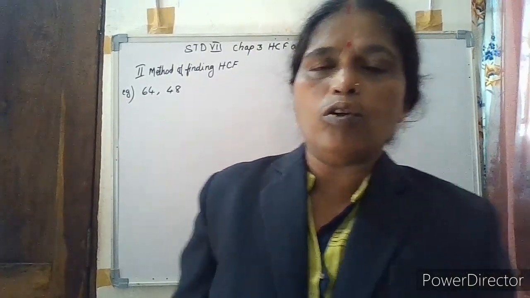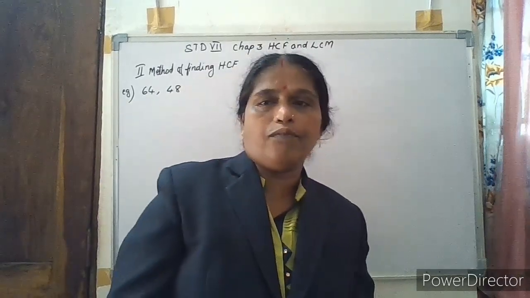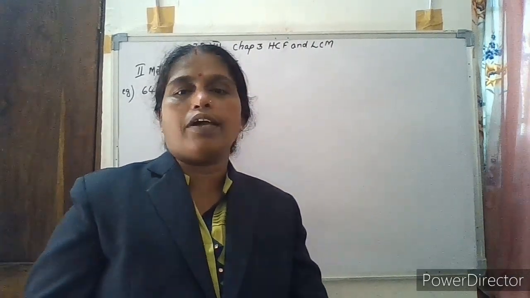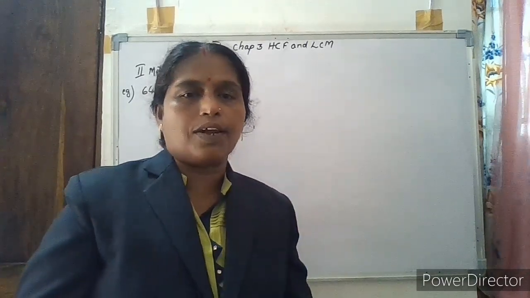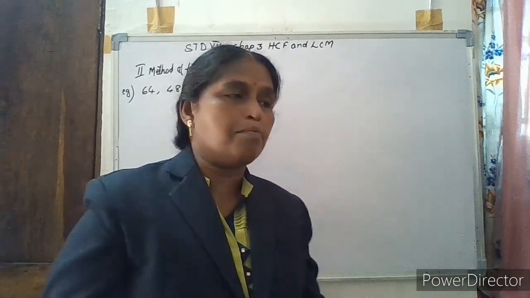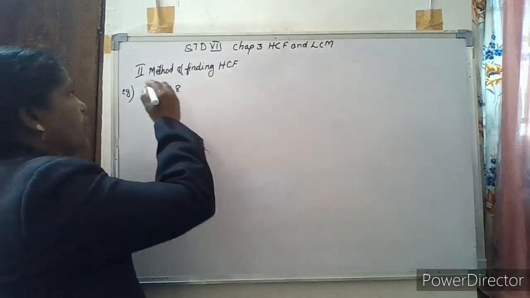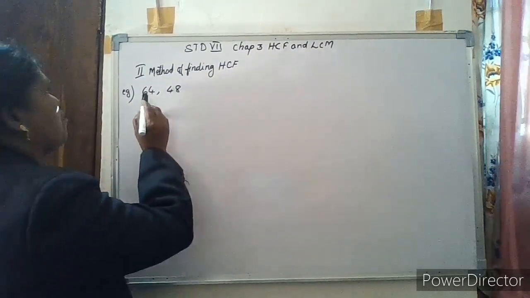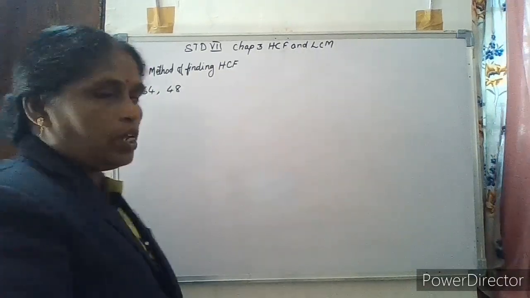In the previous video, you learned to find HCF by the prime factor method. Again, we are going to find HCF. We are going to learn to find HCF by the second method. So, look at the second method of finding HCF. I have taken an example: 64 and 48.